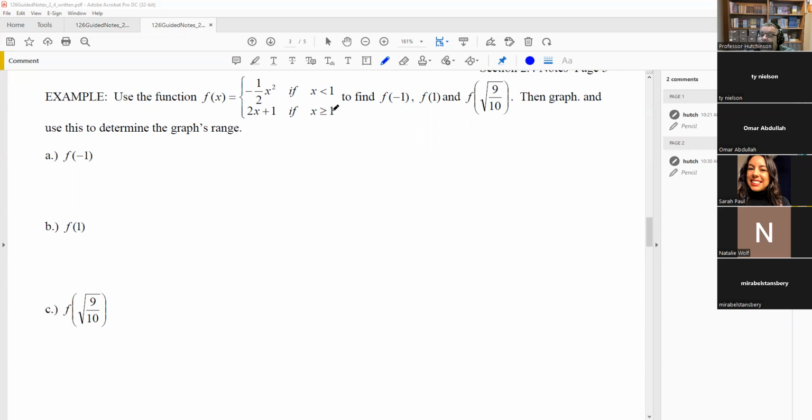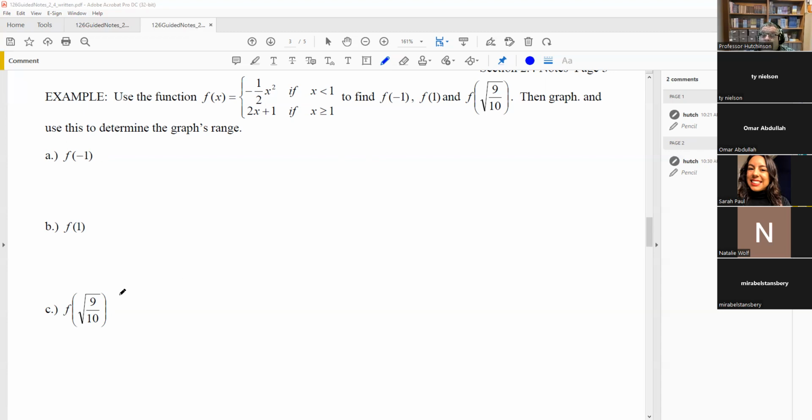We have two functions again. We have -1/2 x squared if x is less than 1. We have 2x plus 1 if x is greater than or equal to 1. So what I'm going to do this time is let you try these right here. Why don't you go ahead and work on these three. I'll give you some time to do that, and then we'll come back and do them together and check. Don't graph it just yet.